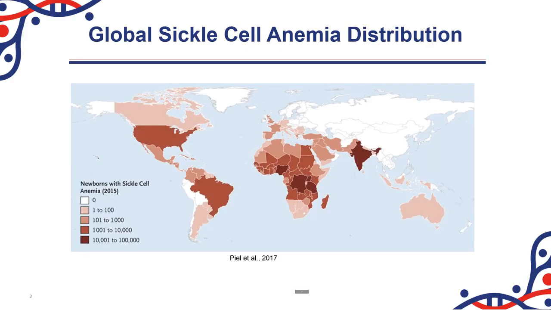It is an increasing global health problem. It is also estimated that about 300,000 babies are born with sickle cell disease per year globally. Out of these 300,000 babies that are born, 70% are born in sub-Saharan Africa.